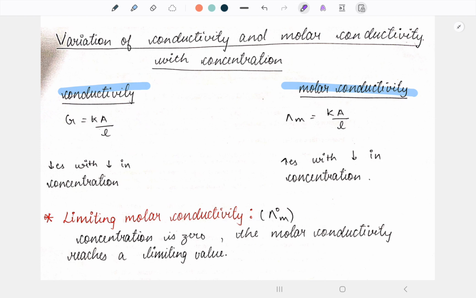This is due to the fact that the number of ions that carry the current in a unit volume of solution will always reduce with reduction in the concentration, while the molar conductivity is the conductance of the volume of the solution which contains 1 mole of electrolyte. It is represented by the formula. So the molar conductivity will increase with reduction in the concentration. This is because the total volume of the solution containing 1 mole of the electrolyte will increase.